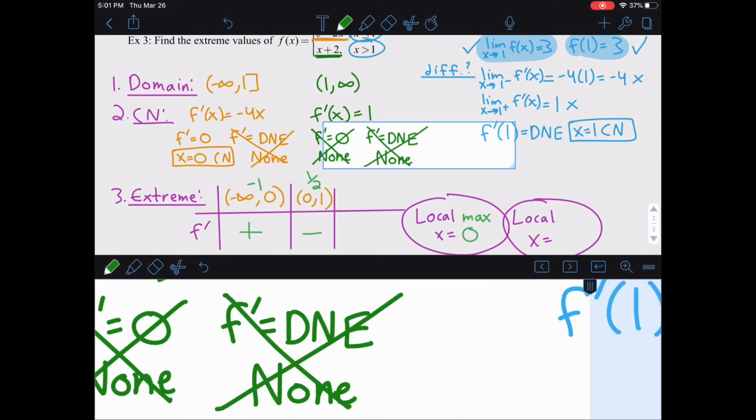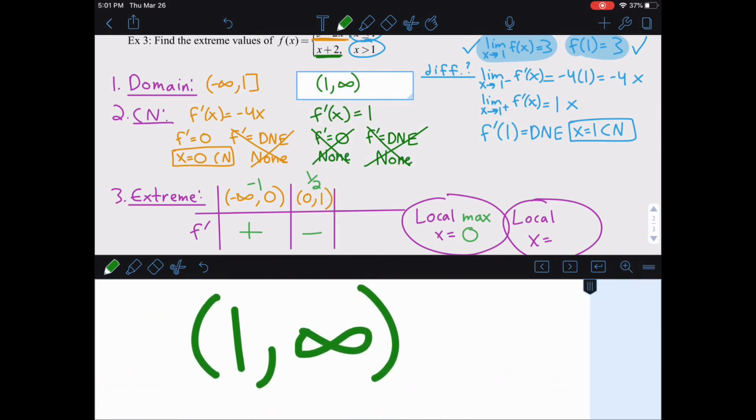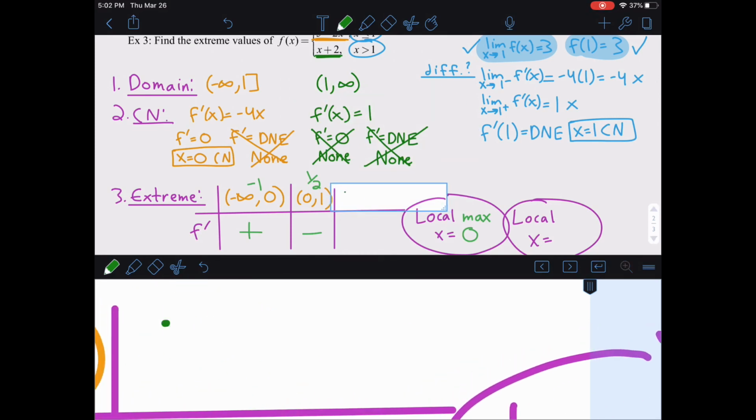So here's the thing. My second piece did not give me any critical numbers. Now, this is actually not a problem. This is actually a very good thing, because now what that means is over this entire domain, 1 to infinity, the derivative is not going to change signs. It's going to be always positive or always negative. We just have to come down here and test it. So 1 to infinity. Pick any x value from 1 to infinity.